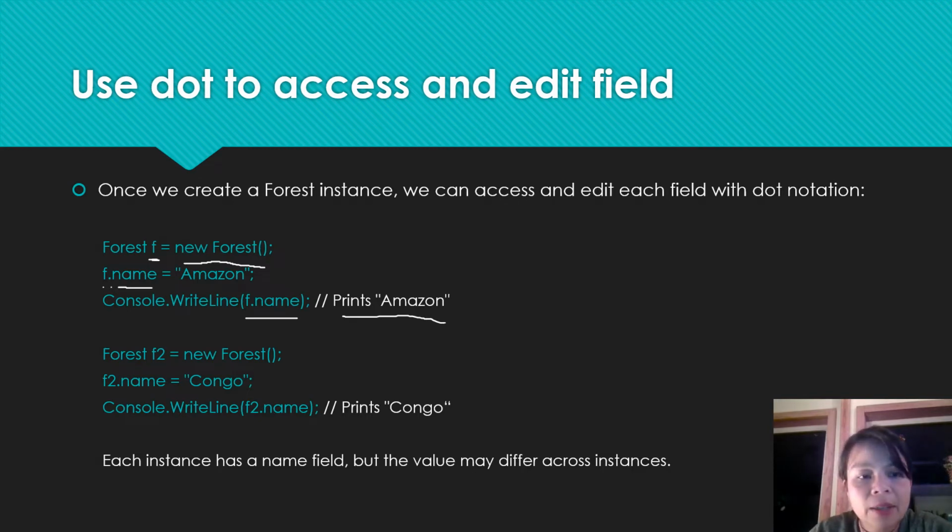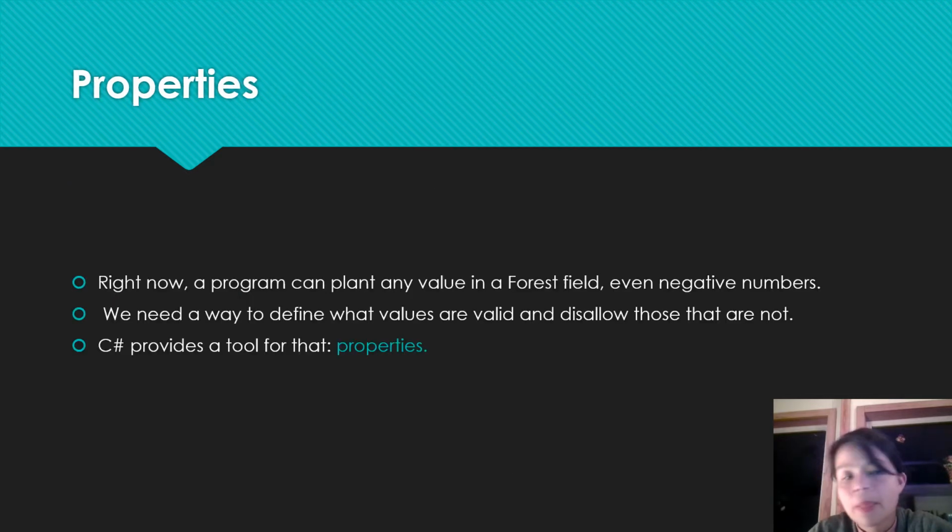Next we have F2, which is another instance, and F2's name is Congo. So if you print F2.name, it should print Congo. Each instance has a name field, but the value will differ across instances.